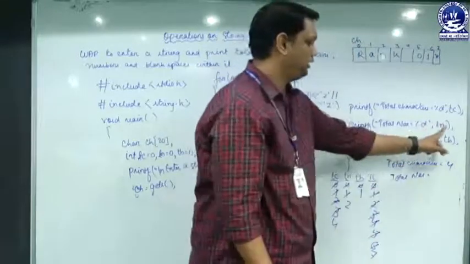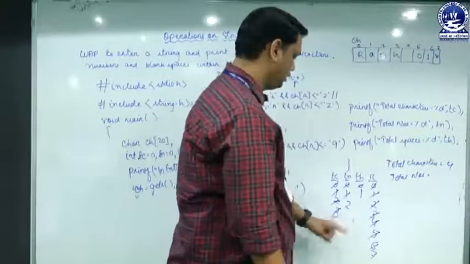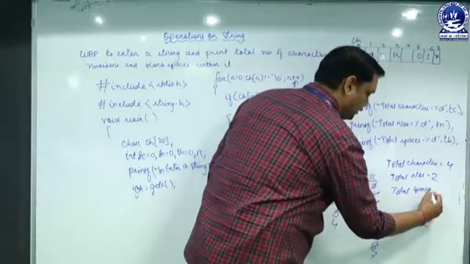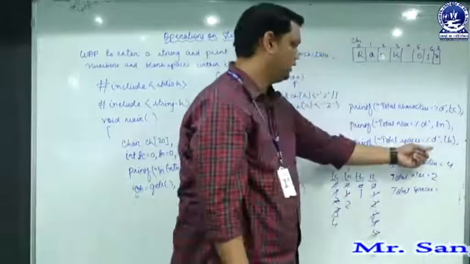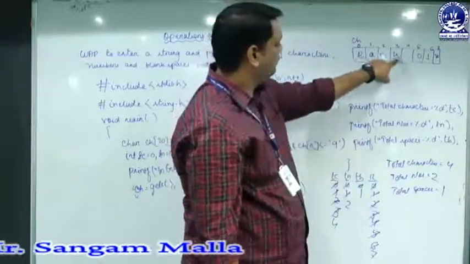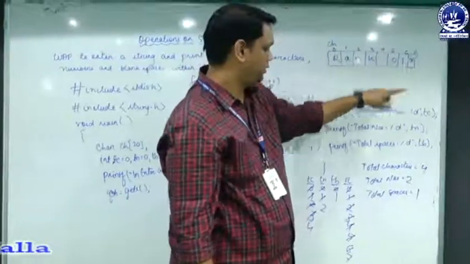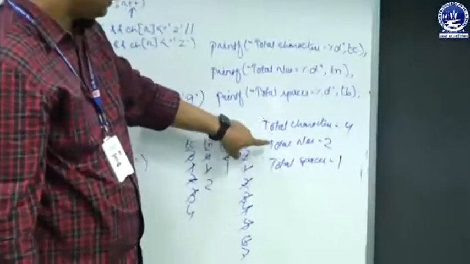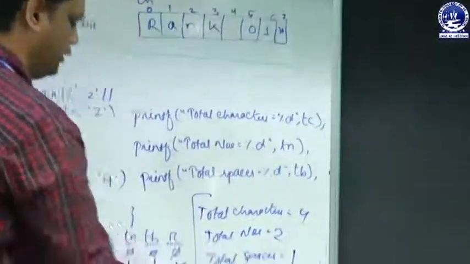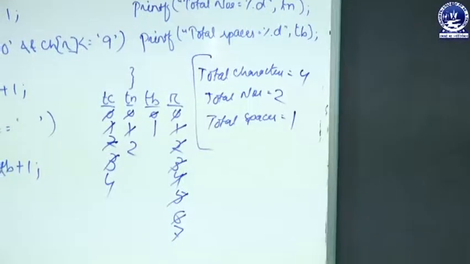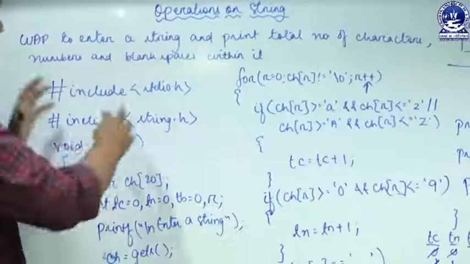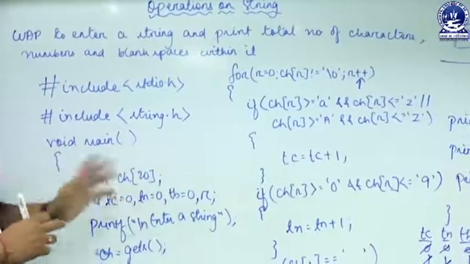So in place of %d, it will print the value of tn. So tn is 2. So again total spaces equal to tb. So in place of %d, it will print the value of tb, that is 1. So here you can see there are 4 characters, 1 space and 2 numbers. So according to the rough work, we have got the result. So this is all about entering a string and printing the total number of characters, numbers and blank spaces present in the string. So this is all about the program.